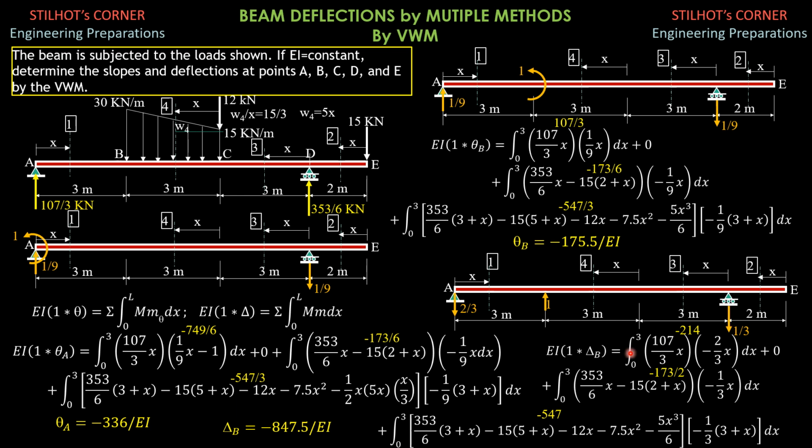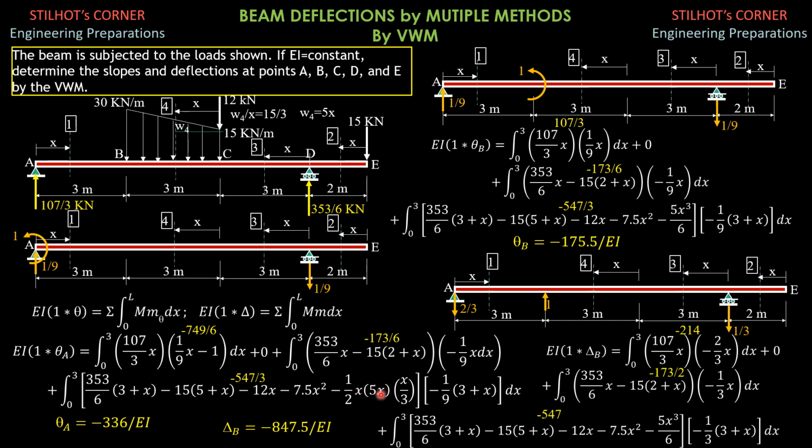So for EI times 1 times delta B, it is integral from 0 to 3. Copy the moment at section AB, big N. This is now the moment at this section due to the unit load, negative 2/3 of x dx. The moment at section 2 is still 0. Then plus at this section, copy the big N. Then the moment at this section is now negative 1/3 times x. And finally, at section 4, copy the big N.